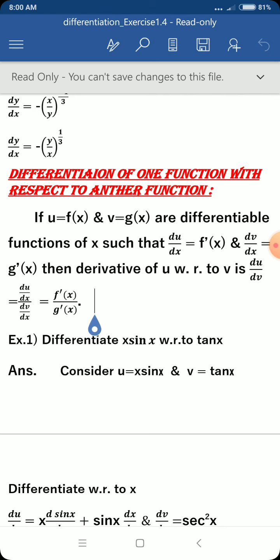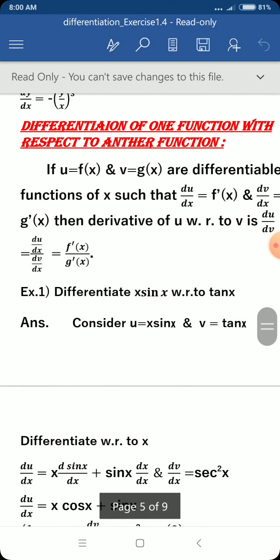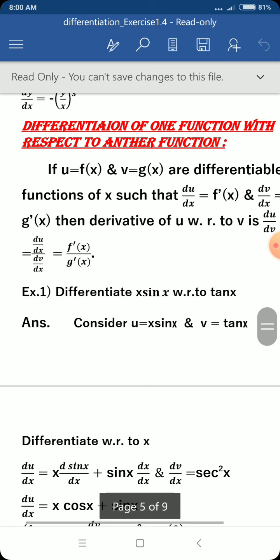Using this rule, we can find the derivative in this method. Now, the first example for this method is: differentiate x into sin x with respect to tan x. Now, here we call the first term as u and the second term in the example, tan x, as v.